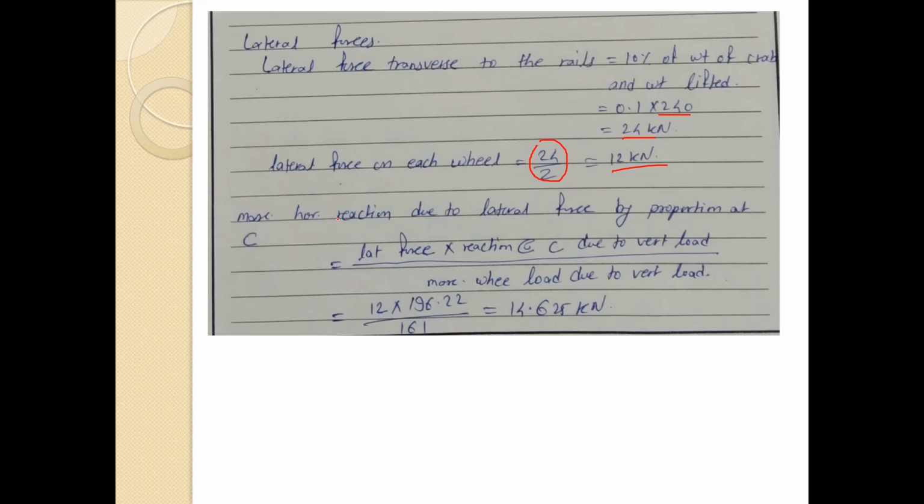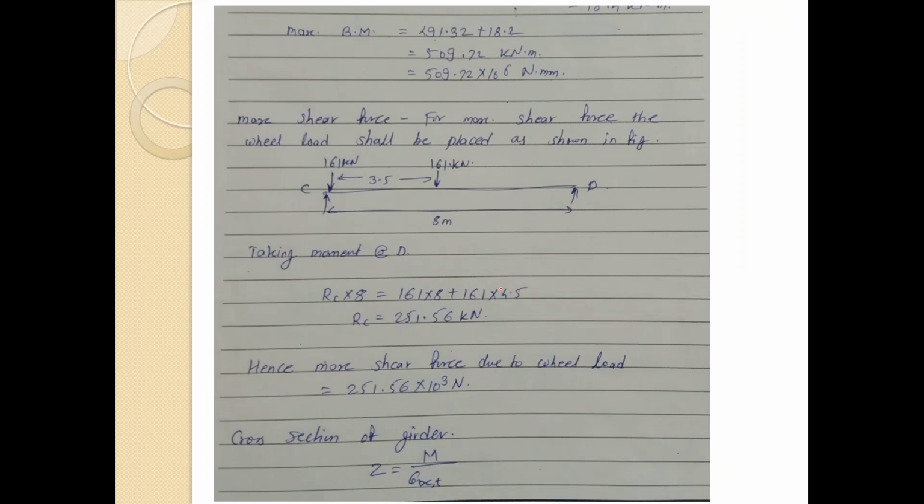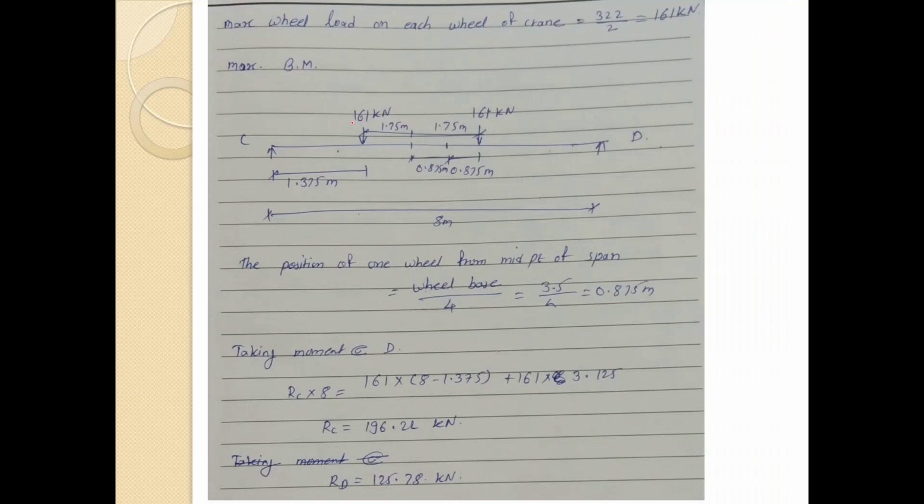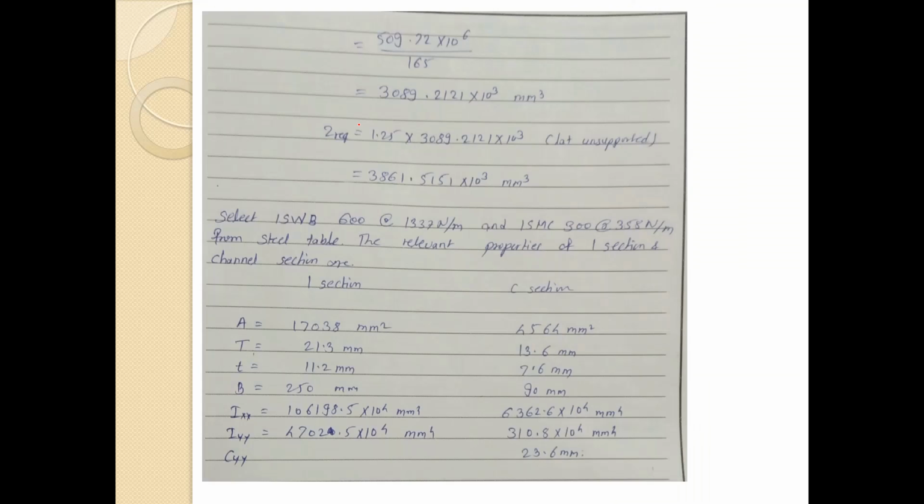Then the maximum horizontal reaction due to lateral force, we are calculating by proportion: the lateral force multiplied by the reaction at C due to vertical load, and the maximum wheel load due to vertical load. So this is the position where we kept these particular wheels, and we have this 196.22 reaction, and this is the maximum wheel load, that is 161.